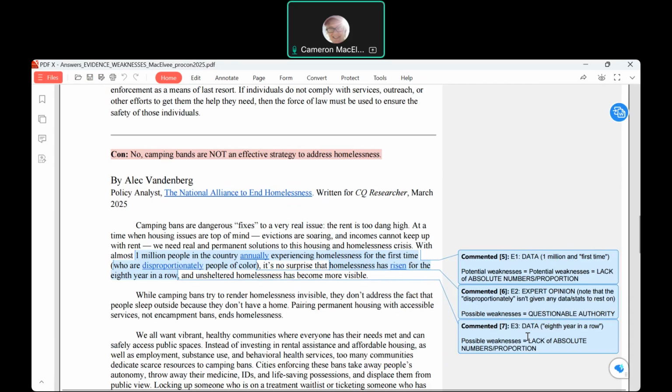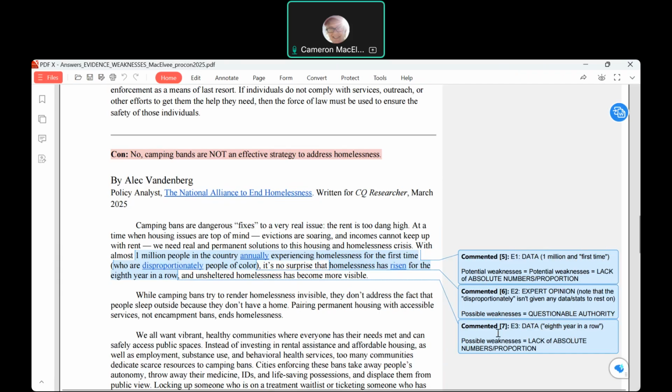So again, the potential weakness here would be a questionable authority. Are they truly an expert? Do they have the education? Do they have the experience? Do they have any bias in their opinion? In other words, are they financially motivated, culturally or politically motivated to make these claims?